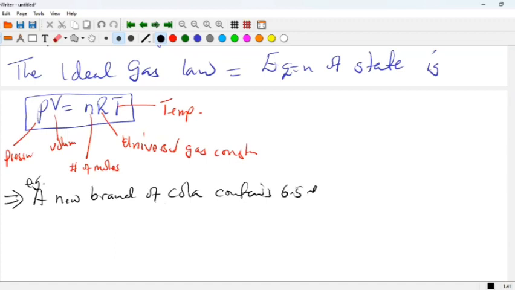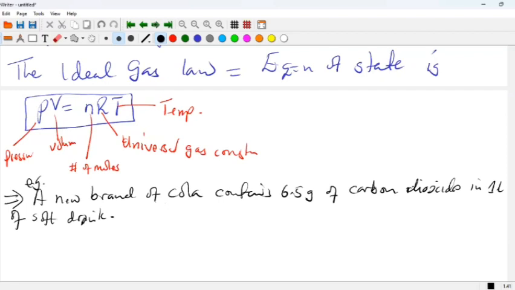6.5 grams of carbon dioxide in 1 liter of the drink. The evaporating carbon dioxide is trapped in a cylinder at 1 atmosphere.